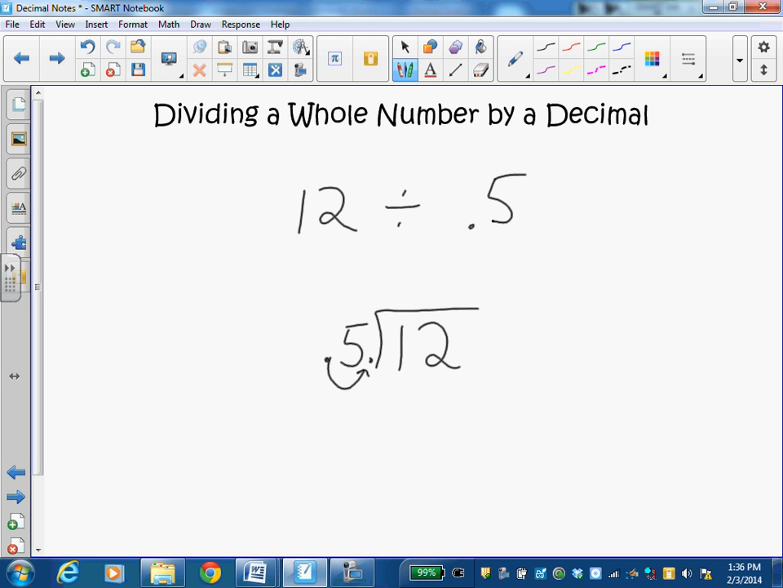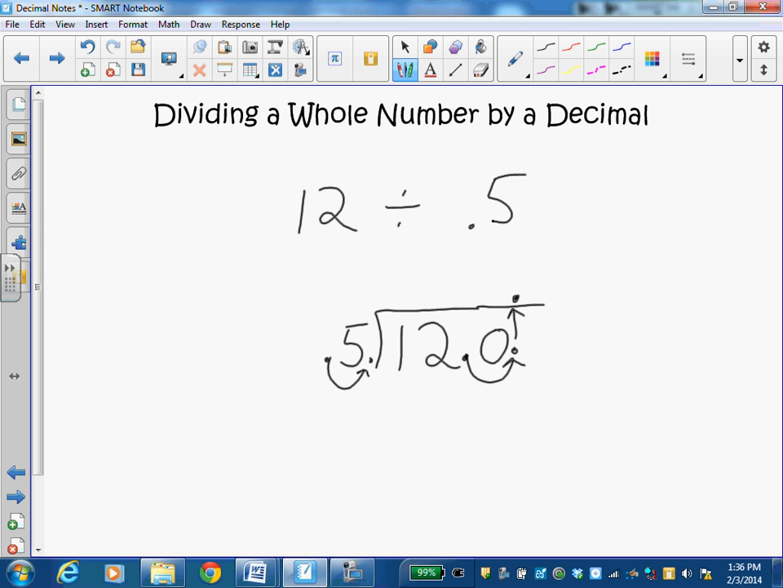If I do it here, I've also got to do it to the 12. There's no decimal showing up right now for the 12, but I know that 12 is a whole number, which means that the decimal is really right behind it. So if I moved it once here behind the 5, I've got to move it once here to the right behind the 12. Well, I can't have an empty space, so I fill it with a 0, and then I'm going to bring my decimal straight up above, behind the 0. So now I don't have a decimal anymore, but it did change my division problem. My division problem now is 120 divided by 5.